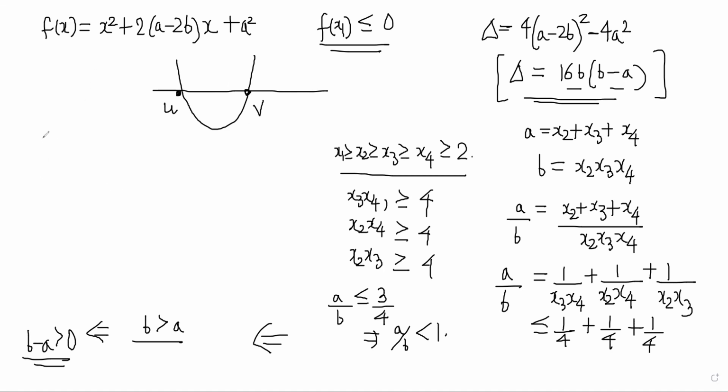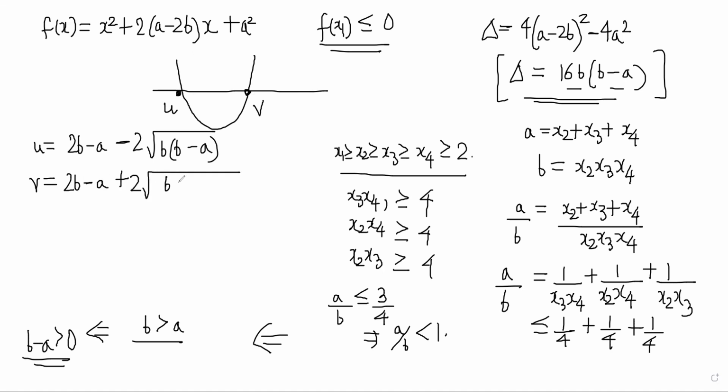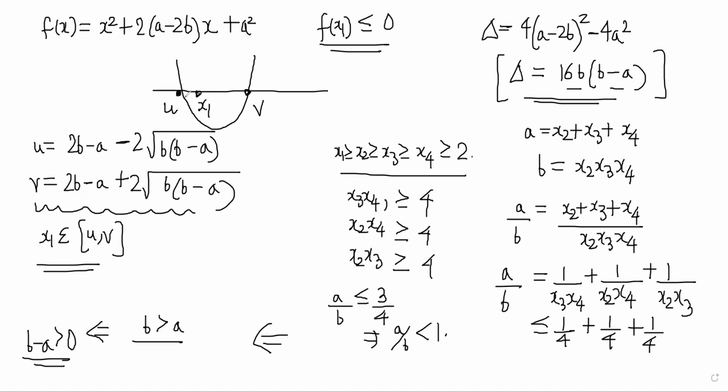So the intersection points of this parabola with the x-axis, which are the roots, are given by u equals 2B minus A minus 2 times root over B times (B minus A), and v is 2B minus A plus 2 times root over B times (B minus A). I have used the quadratic formula to find the two roots. We need to prove that x1 lies between u and v. Why do we need to prove that? Only if x1 lies between u and v will the value of f of x1 be less than or equal to 0.